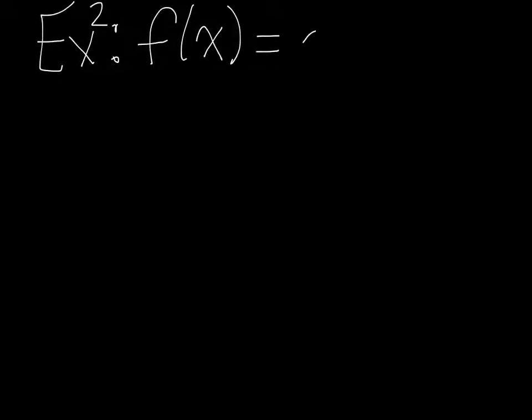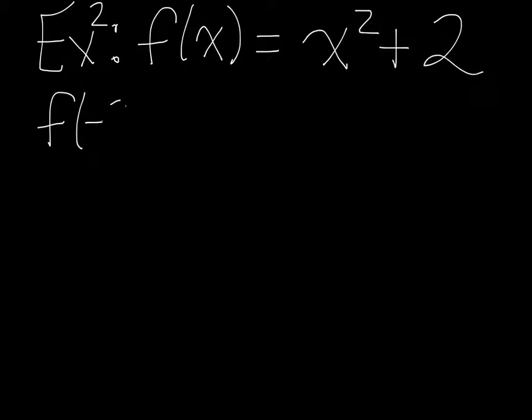Example number 2. Here is one with an exponent. F of x is equal to x squared plus 2. Okay, this time we're going to start out plugging in f of negative 3. So again, I'm just replacing x with negative 3.